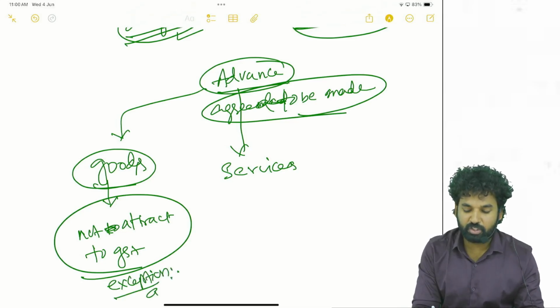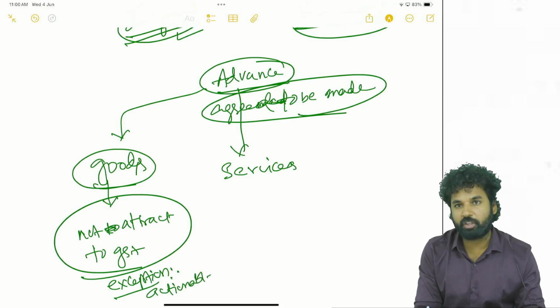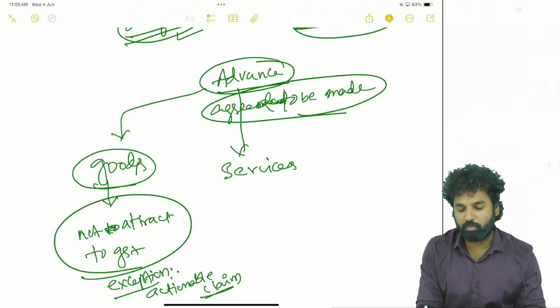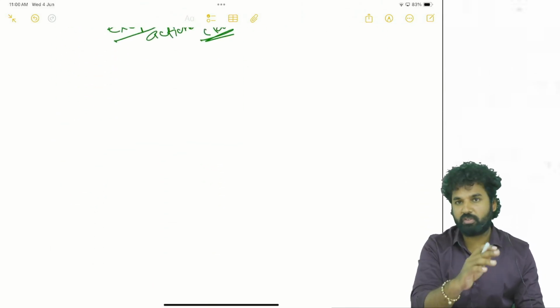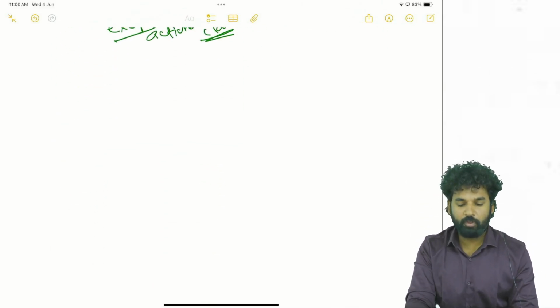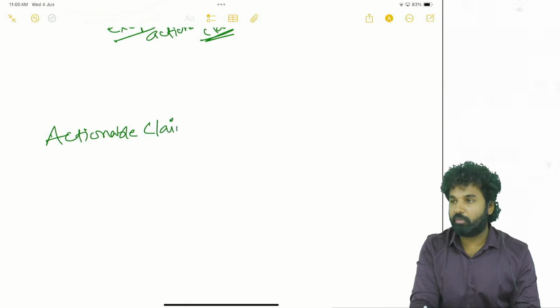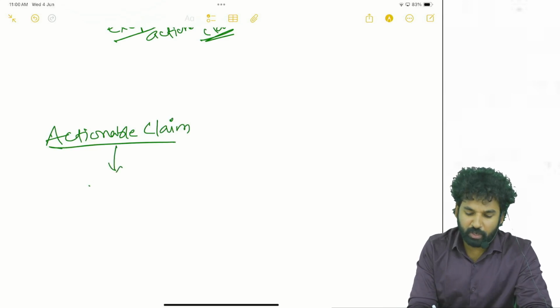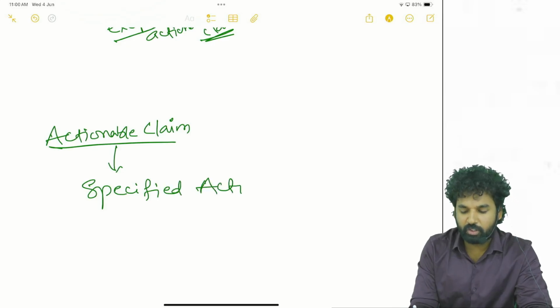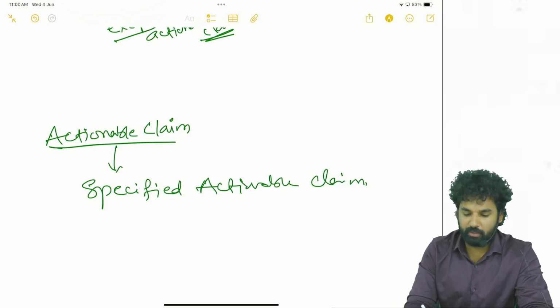The exception is an actionable claim. Actionable claim includes online gaming, betting, gambling, lottery, everything. See, we have seen actionable claims in the definition of goods. In this actionable claim, specified actionable claims are there. What is a specified actionable claim?